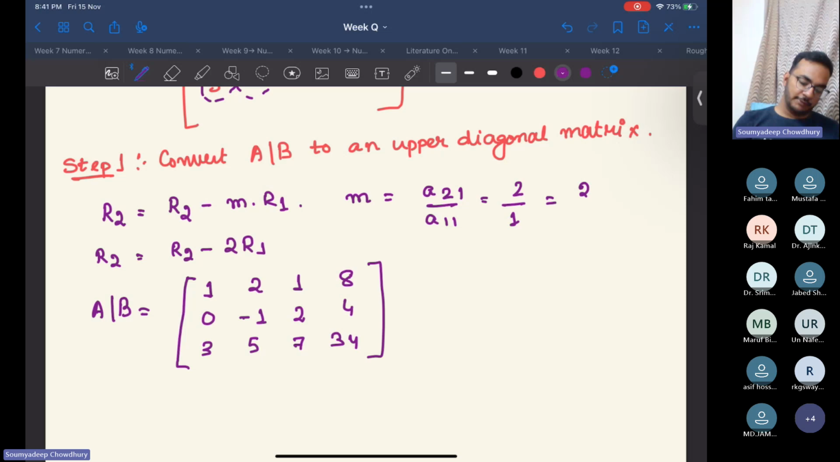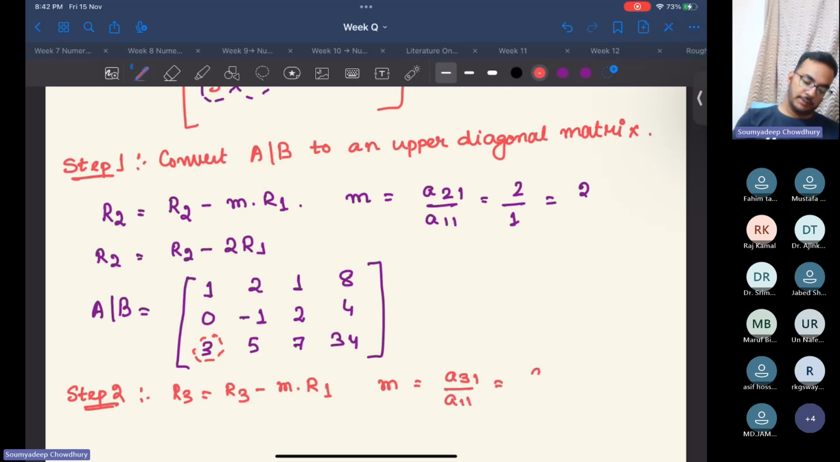Now the next target: this one we have made 0. The next target is this element, we have to make it equal to 0, right? If I want to make it equal to 0, what should I do? With the first row I have to operate. So step 2: R3 will be equal to R3 minus M into R1. What is M here? M is A31 by A11, that is 3 by 1, equal to 3. So R3 will be R3 minus 3R1.